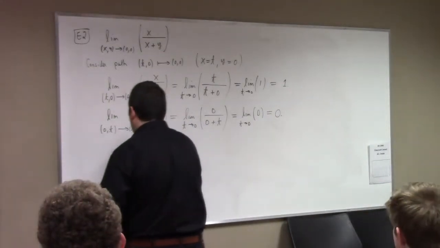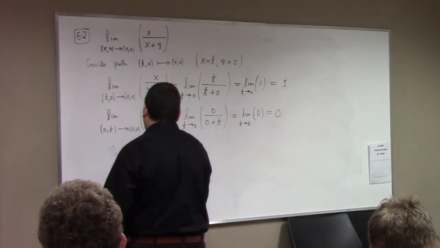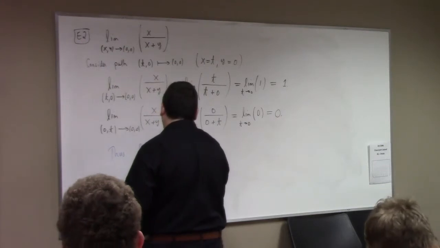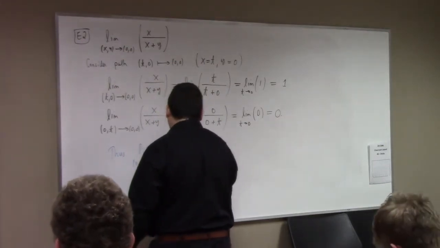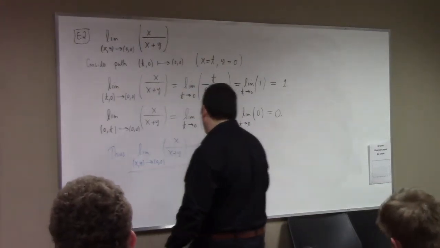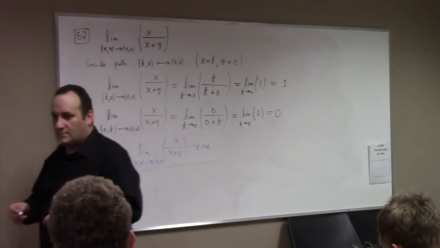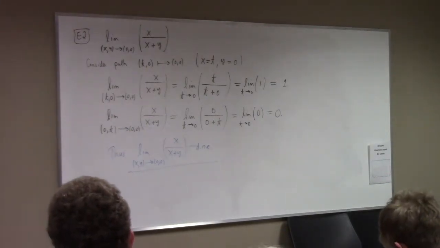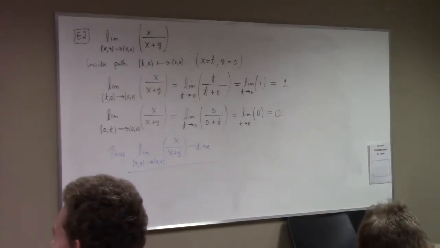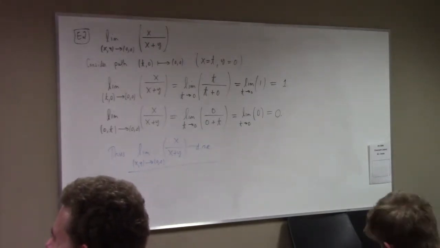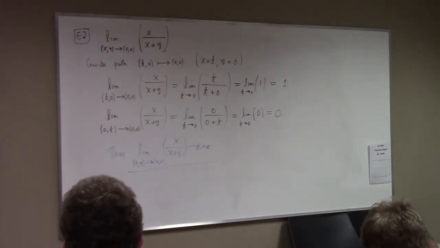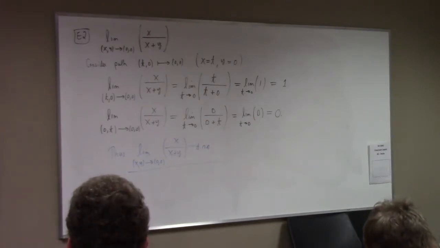So thus, the limit as (x, y) goes to 0, 0 of x over x plus y does not exist. And of course, when I say does not exist, I mean does not exist as a real number. If you're a more philosophical type, it could seem like we just had this long discussion about this thing. How is it that it doesn't exist, but we just talked about it for 10 minutes? It's kind of weird, right? So when we say something does not exist, we're talking about it as a real number, not as a mathematical construct.